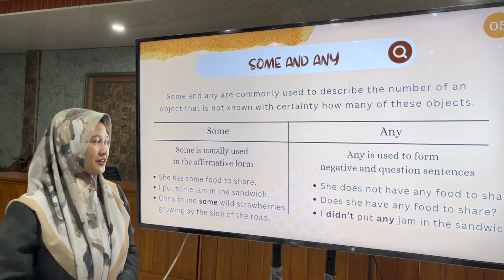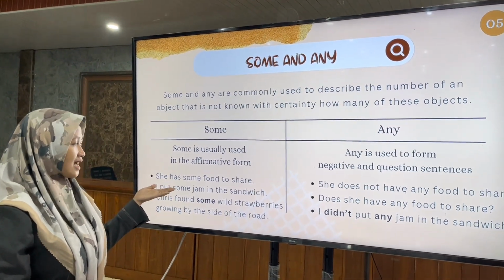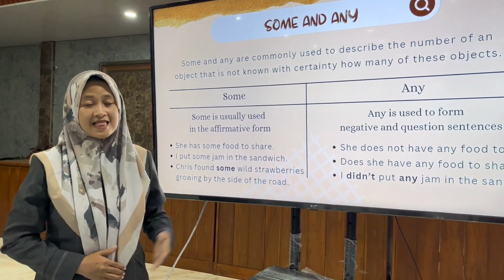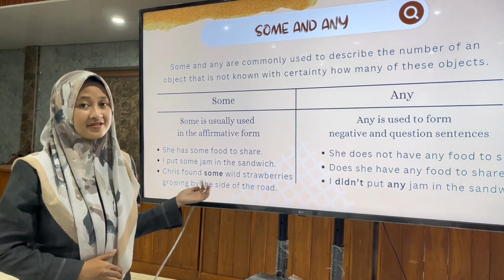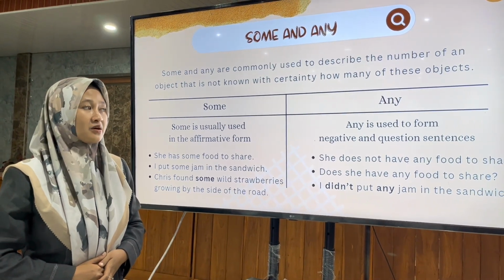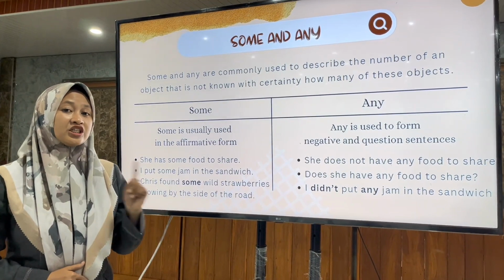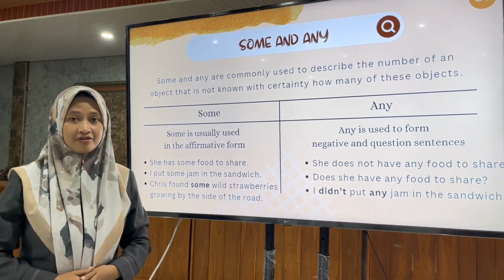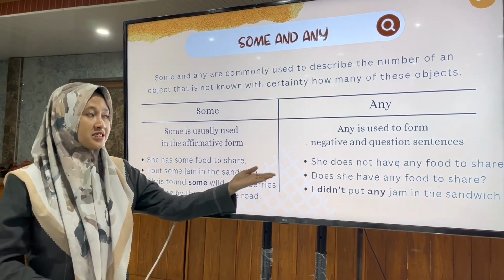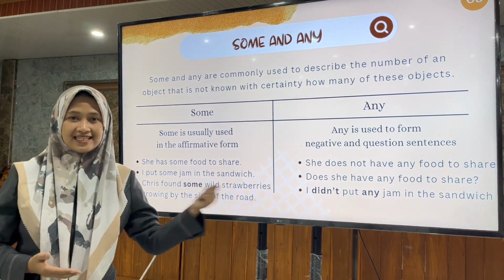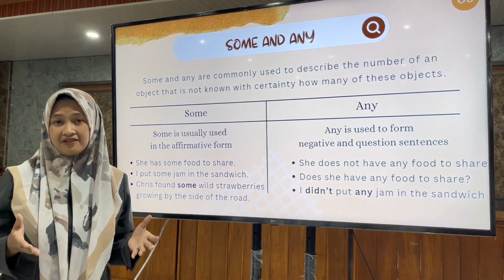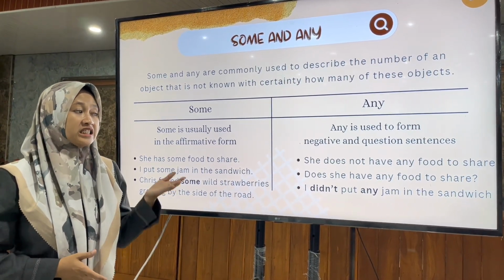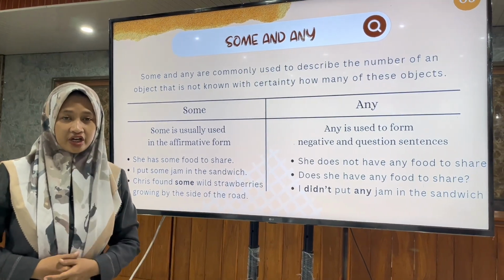For example, some: she has some food to share. This one is a positive sentence. While with any: she doesn't have any food to share. There is don't or doesn't, which means that it is a negative sentence. And: does she have any food to share?